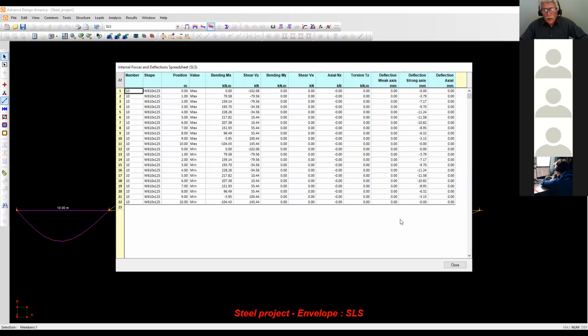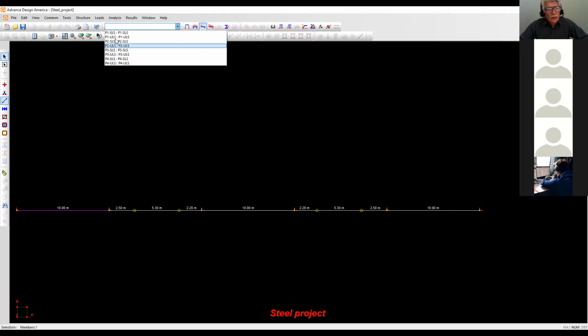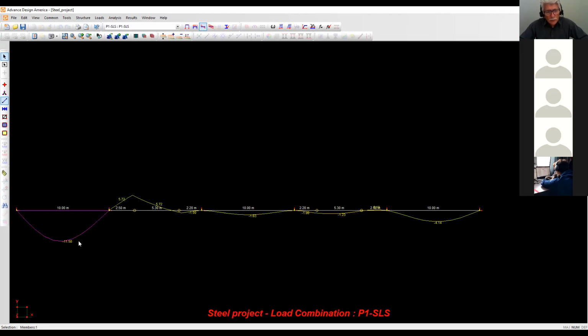And if you don't want to do it this way, okay, what you can do is, instead of taking the envelope, take each different load case. In other words, take P1 under serviceability limit states. And what I like about it, it gives you the deflection here. Okay, so this is the deflection here. Now, guys, 10,000 divided by 360, how much is that? Oh, first of all, Nermin, is this still the W610 by 125, right? Yes. Yeah, I think so.